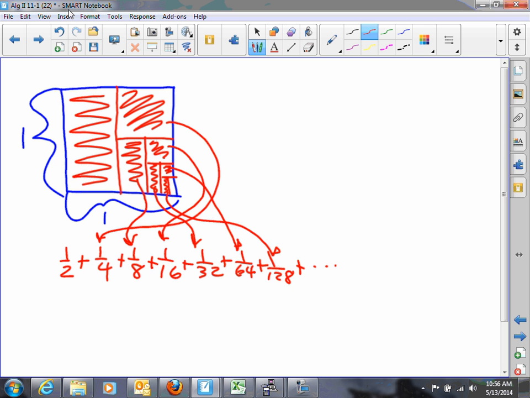Now, theoretically, I could keep on doing this forever, and I would always have a positive amount, but it would always be bounded by the area of the square itself. So when all of these terms are added up out to infinity, we wouldn't get more than 1. Now, we wouldn't get any less than 1.